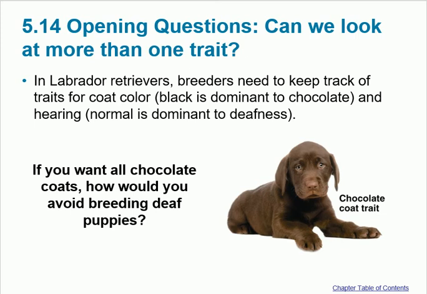Like this is a brown or chocolate colored. What else? They found that a lot of these dogs can be deaf. So they said it's chocolate, so is it deaf too, or is it normal? So now we're talking about two things at the same time. We're talking about the color and the hearing. Is it chocolate colored and normal hearing, or chocolate colored and deaf at the same time? The normal, which is the dominant, is normal hearing. The recessive, which is the abnormal, is deaf.